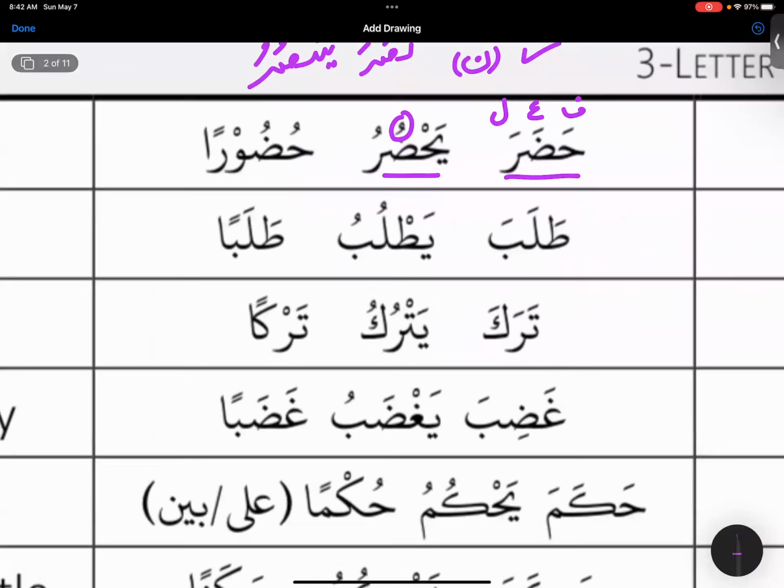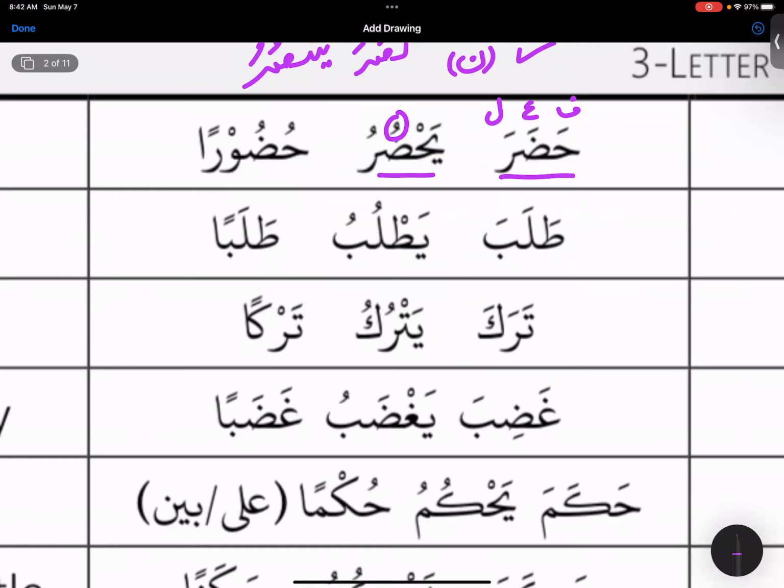Now look over here. Talaba yatlubu. What do you guys think the bab should be? Bab Nasara, because the middle root letter is lam, and this middle root letter is taking dhamma when it goes into fil mudari. So we're going to call it Bab Nasara. Now, taraka yatruku. Where is my middle root letter? The ra has a dhamma. So this is Bab Nasara again.